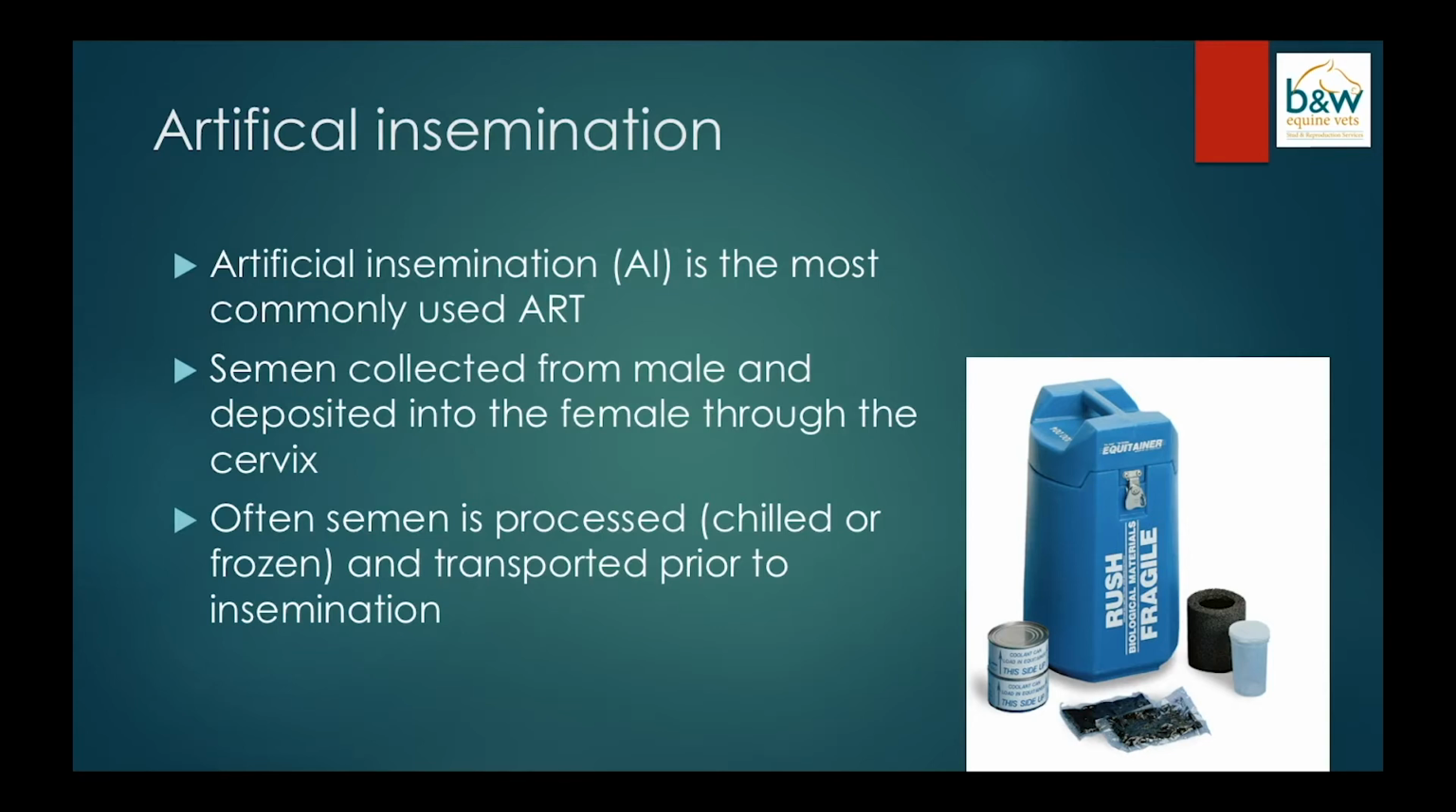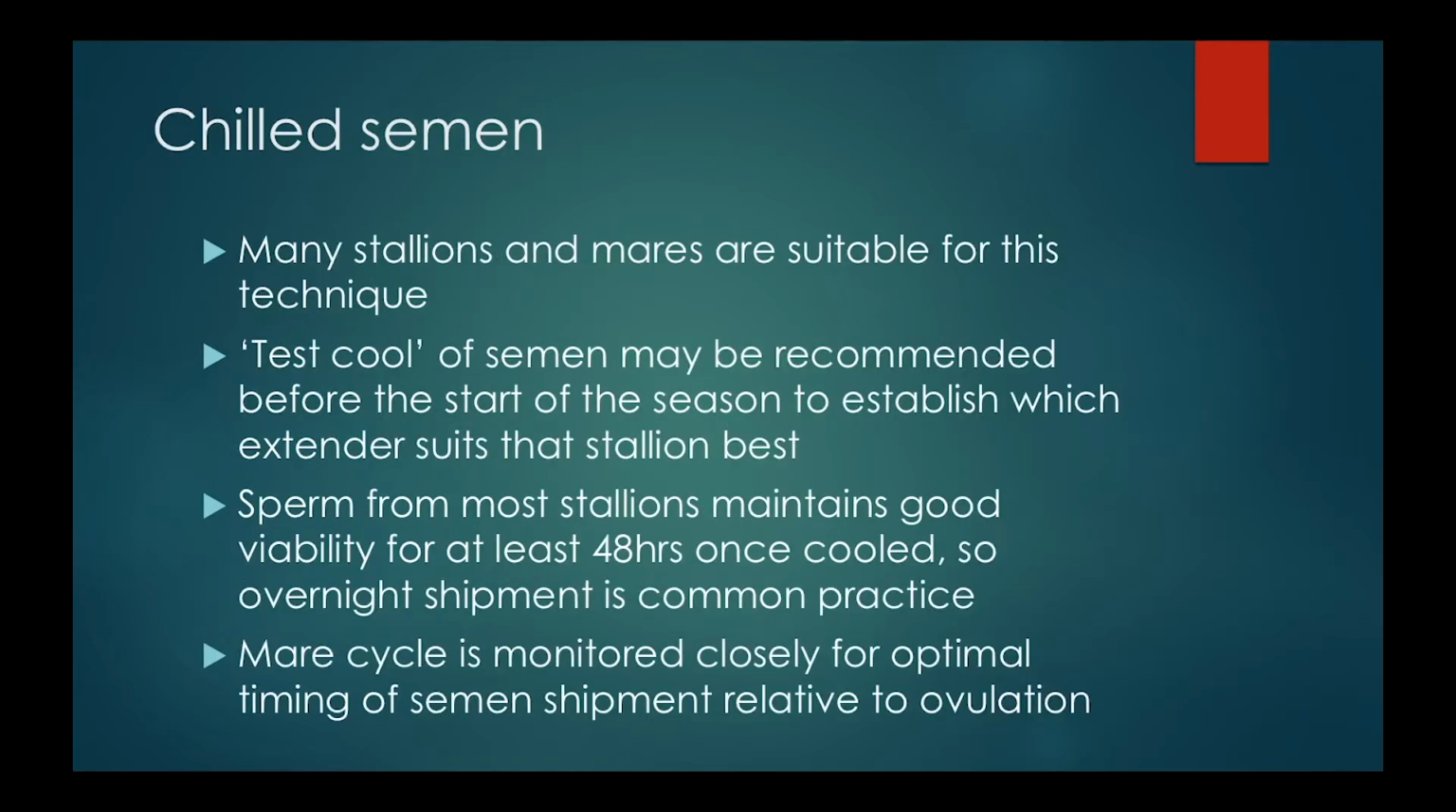So the simplest form of assisted reproduction is artificial insemination, which we're just going to touch on. Most of you are going to be very familiar with this technique, so I'm not going to go on about it. But it's a very commonly used assisted reproductive technique. The semen is collected from the male and deposited through the cervix into the female, and the semen can be processed, so either chilled and transported overnight or frozen indefinitely and used when desired, and can be transported over large geographic areas.